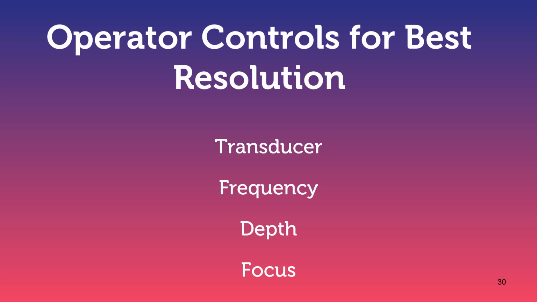The operator controls for best spatial resolution are: select the correct transducer for your task, select the correct frequency for the depth required, and position the focus at the back of the object of interest.